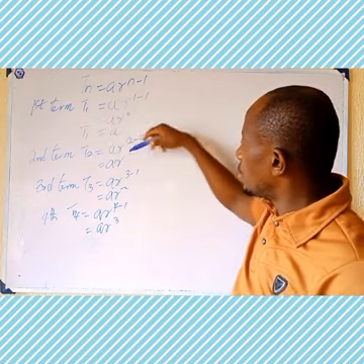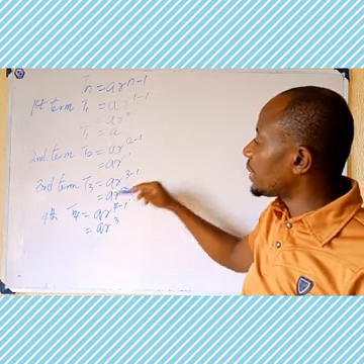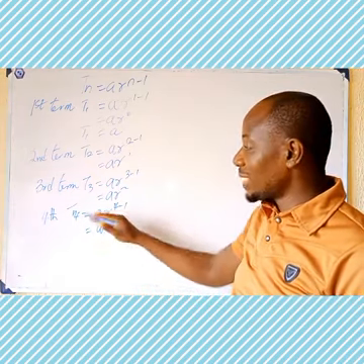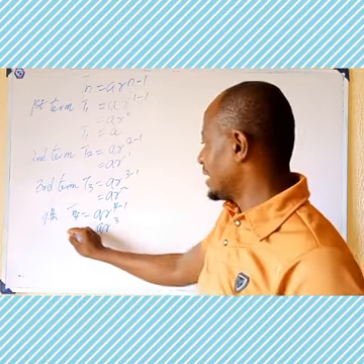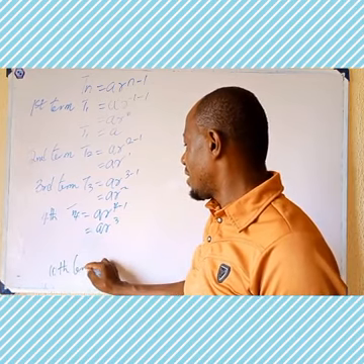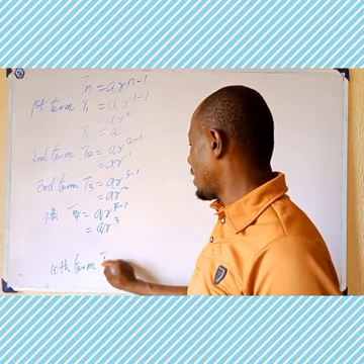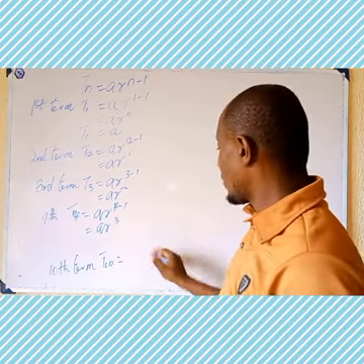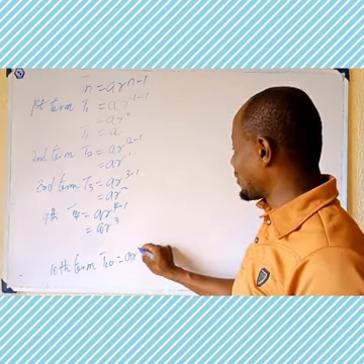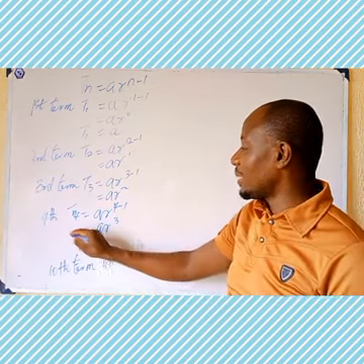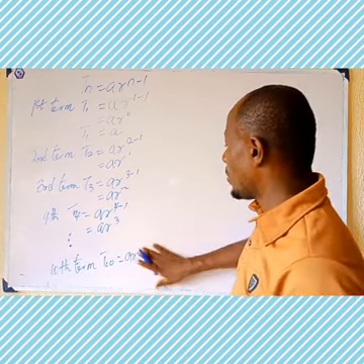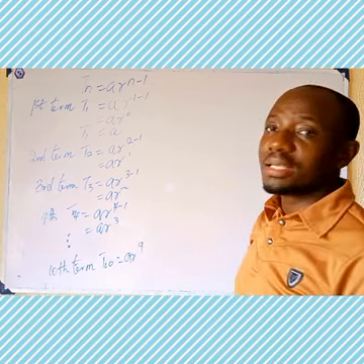T1 is a, T2 is ar raised to the power 1, T3 is ar raised to the power 2, T4 is ar raised to the power 3. So if you follow this particular pattern, let's say T10, the 10th term, T10 will definitely give us what? I want you to guess before I write the answer. I know you got it. ar raised to the power what? 9. So T10 is equal to ar raised to the power 9, right? So that is how to generate it.